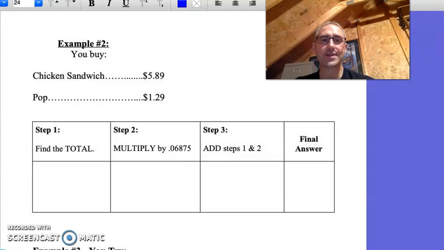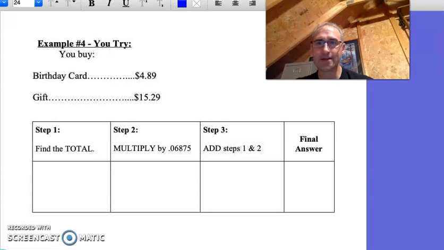This example you're going to try is chicken sandwiches and a pop. The percentage is already written here as a decimal for you. The next one you're going to try is a birthday card and a gift.